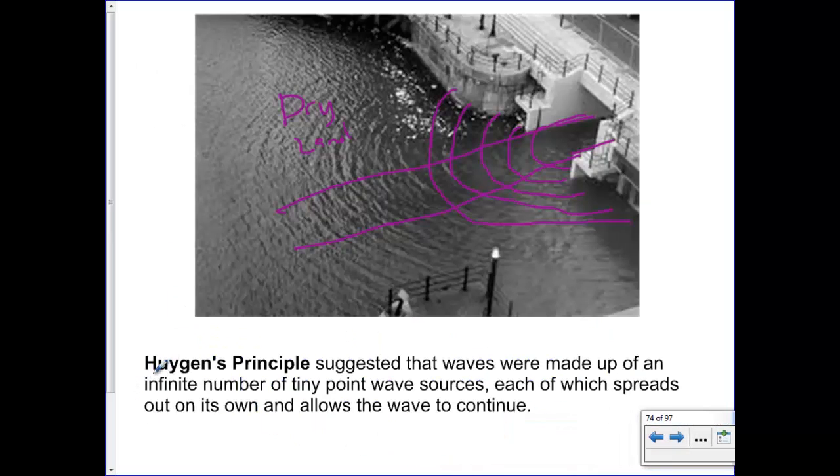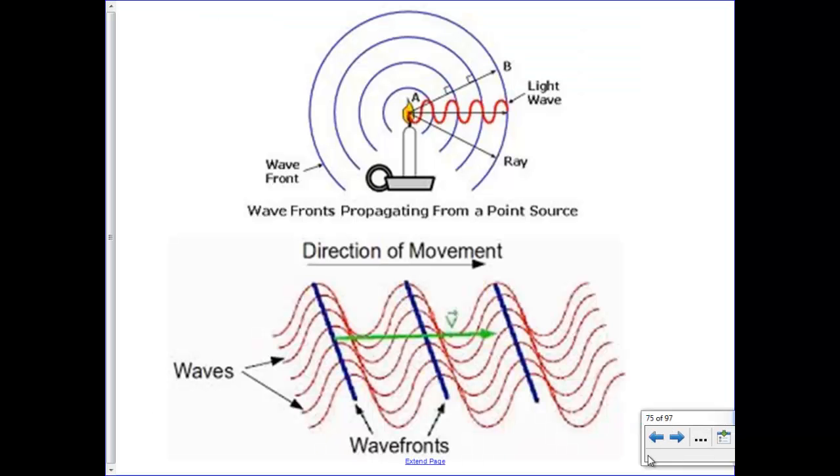You may come across this guy, Huygens, I don't know how to say his name, but he had a principle back in the 1700s, I think late 1700s. He thought that waves were basically made up of an infinite number of tiny point wave sources, which spread out on their own. It's really wordy. I thought I'd find a diagram instead.